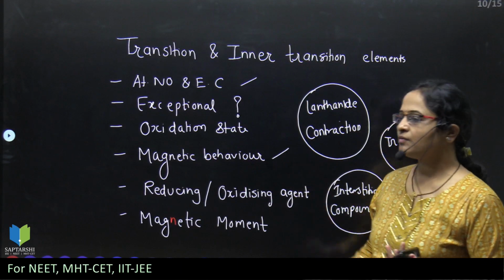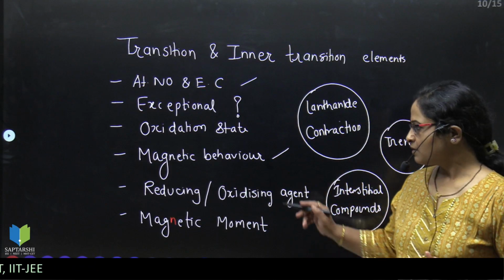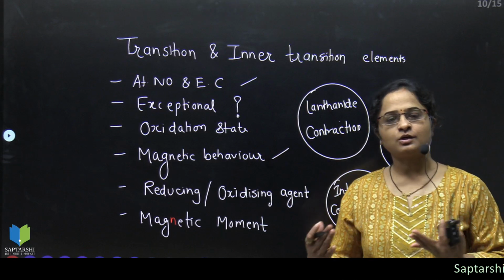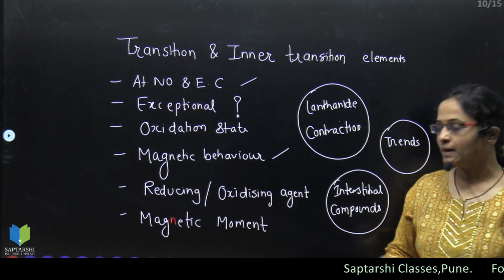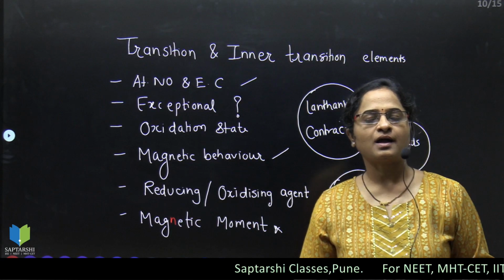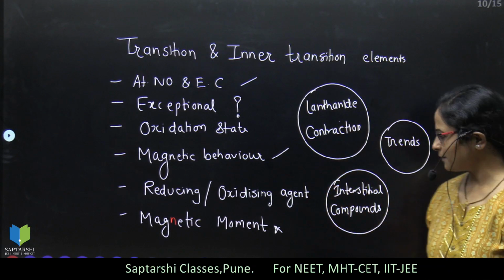Then magnetic behavior, if the given ion is paramagnetic or diamagnetic, for the same you have to explain whether it is a reducing agent or oxidizing agent, and you have to calculate the magnetic moment, which is again an important part. So depending on that, I hope everyone knows how to calculate the magnetic moment.